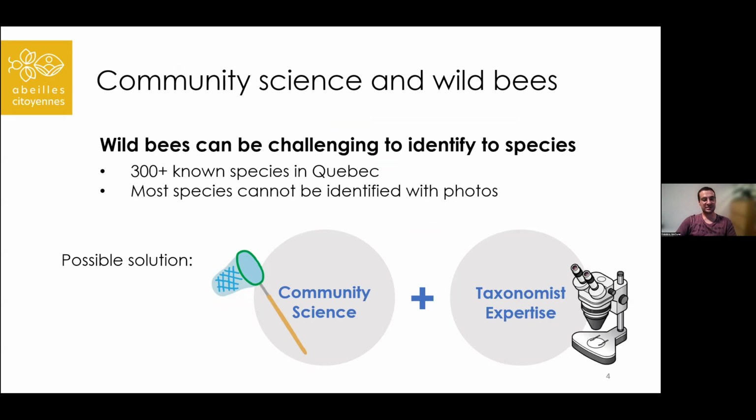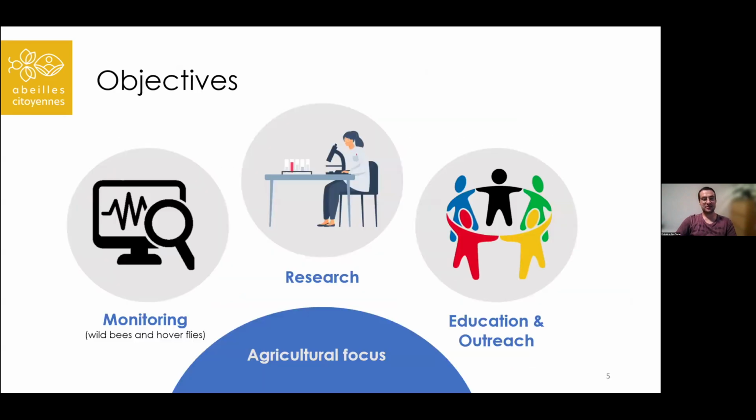One solution for this could be to use volunteers and a community science approach to collect the specimens, coupled with a taxonomist's expertise for identification. And this is what we are doing with our Abeilles Citoyennes project, which I will describe for the rest of the presentation. To begin with, Abeilles Citoyennes is French for citizen bees.